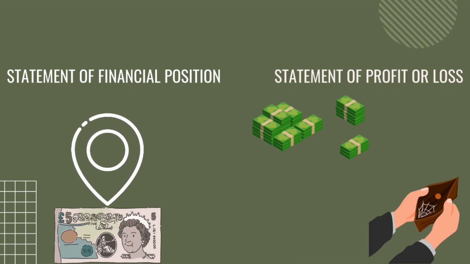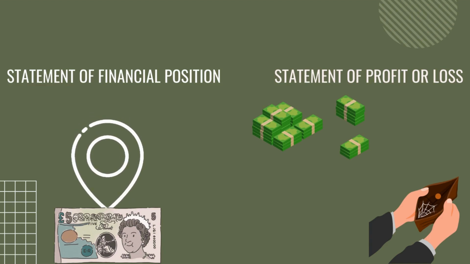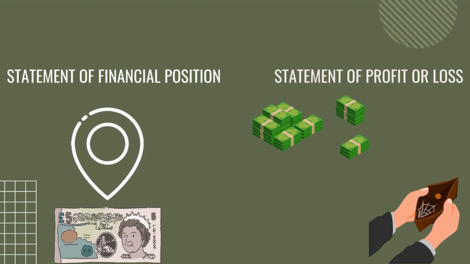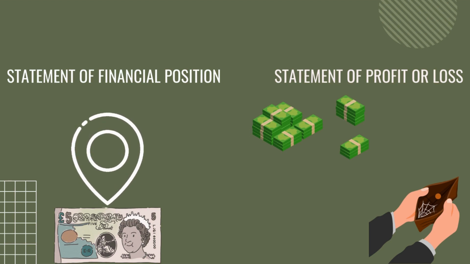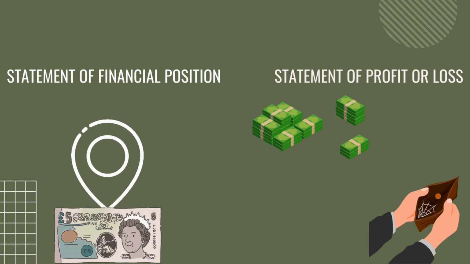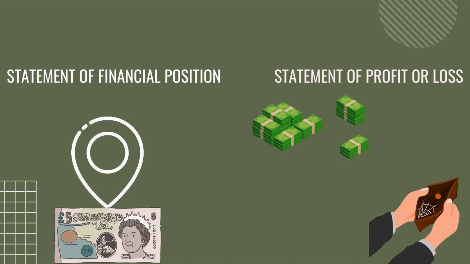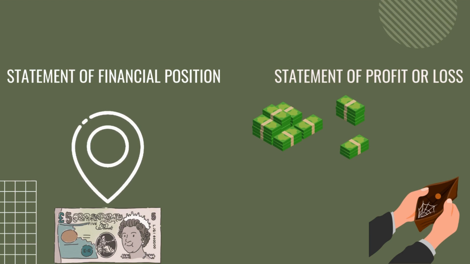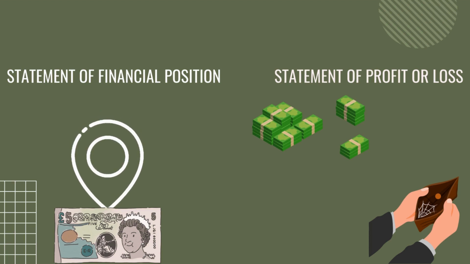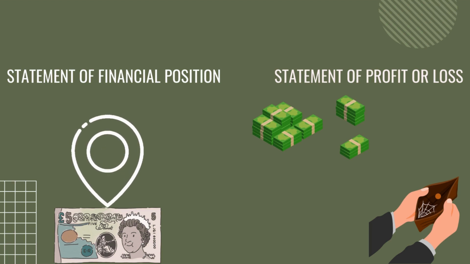Now, the next thing you have to understand is that after the trial balance is created, we can finally move on to the development of the financial statements. The two significant financial statements are shown here. One of them is the statement of financial position, and you can see this with the little logo on the five pound note.